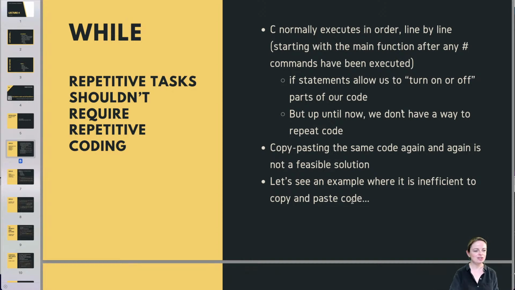Anyway, okay, so C normally executes things in order. That means we go line by line, and that reminds me that we talked about what a procedure is, but we never moved any procedure out of our main function. So we're going to try and do that today as well, so that you can see how it's done. So C normally executes things in order. That means it goes line by line.